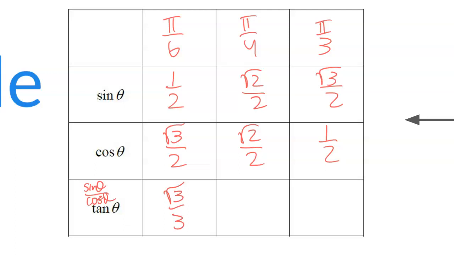For tangent of pi over 4, I will divide square root of 2 by square root of 2, and that's simply going to give me 1. And for pi over 3, I will divide square root of 3 by 1, which is going to give me square root of 3.